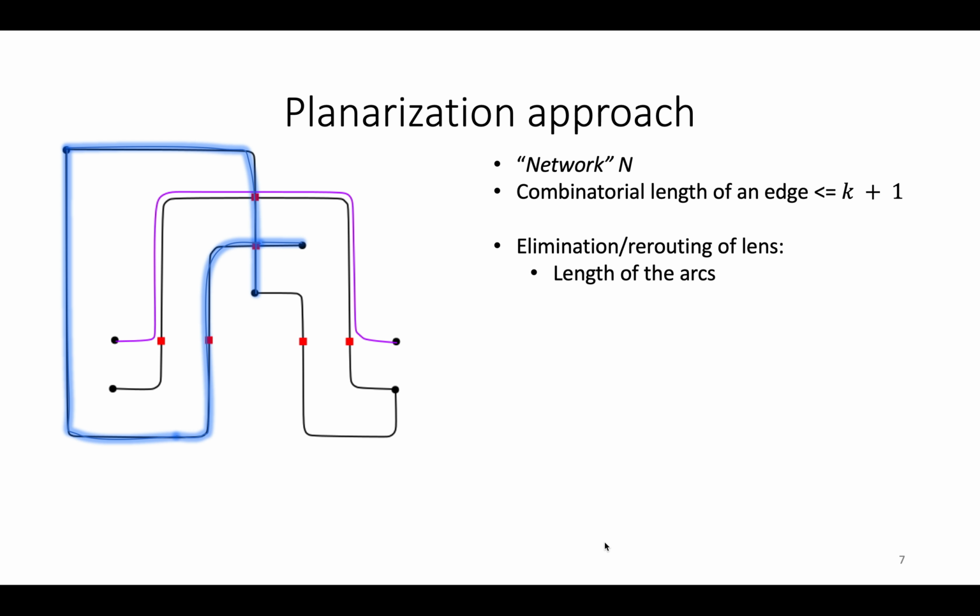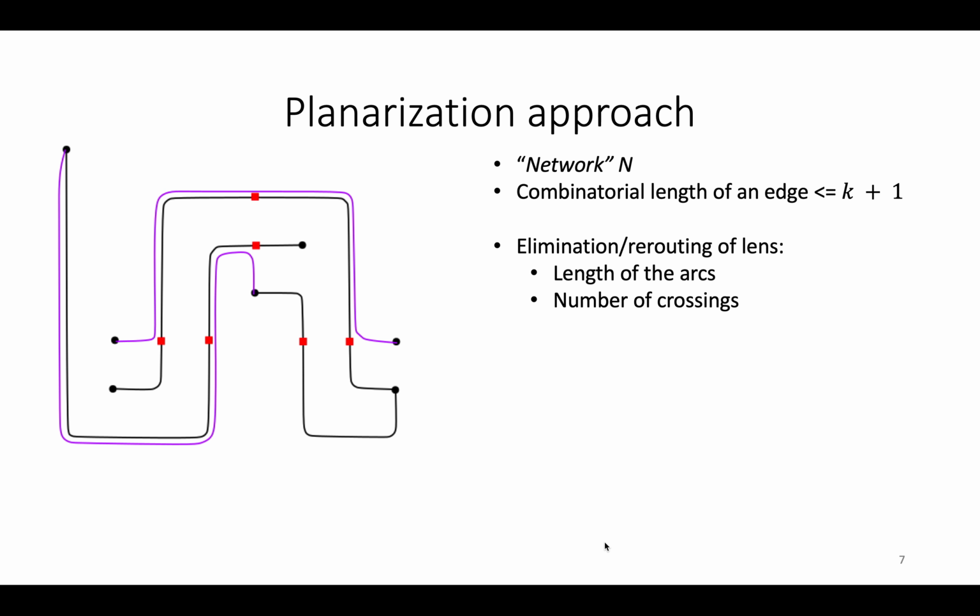Let's look at this lens which is formed by these two adjacent edges which cross each other. When we consider the length of these arcs, the length remains the same for both of them. Hence, we count the number of crossings of the arcs. The bottom arc now has 0 crossings, but the top arc has 2 crossings. So we reroute the top arc towards the bottom arc. What we also try to do through this process is to ensure that any new crossings that are introduced are always in a small neighborhood of a node of the network.